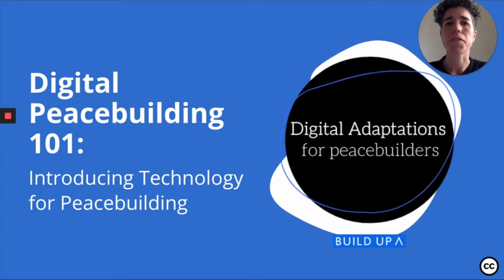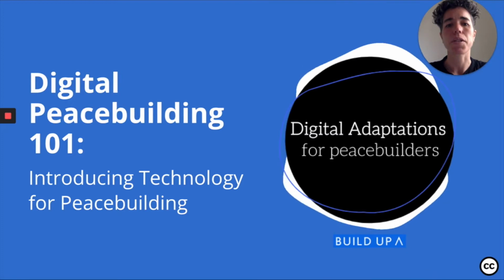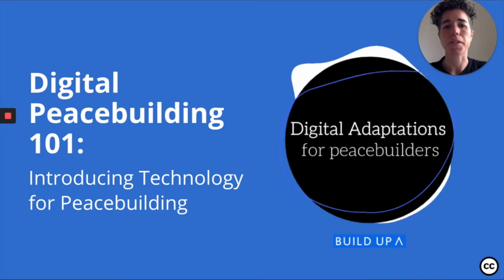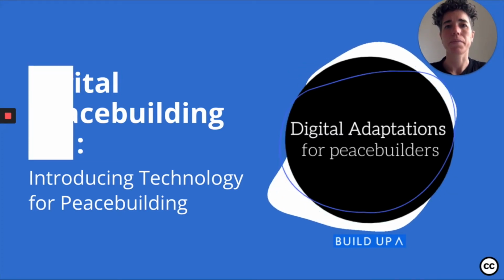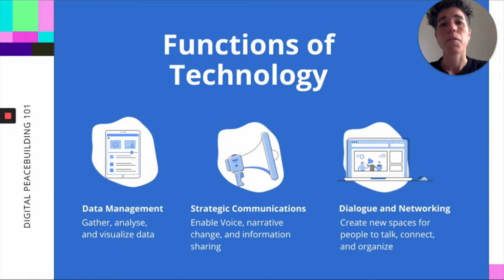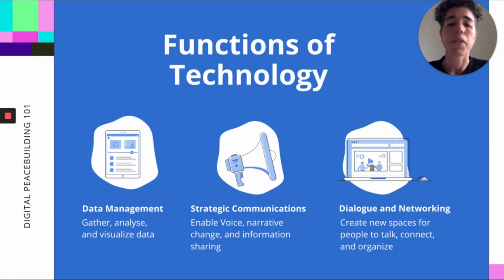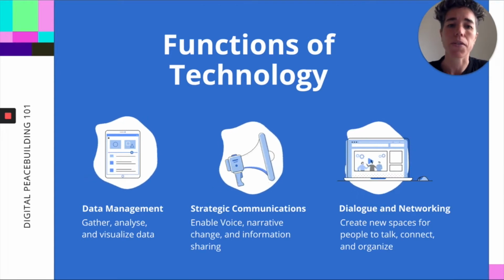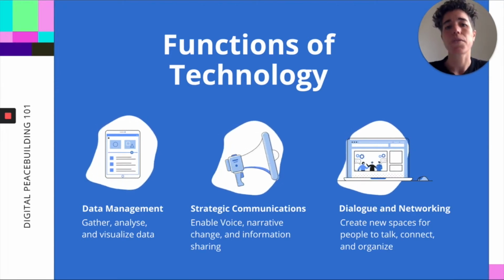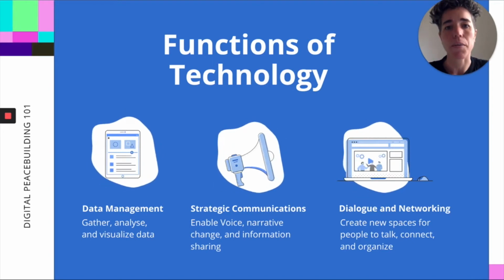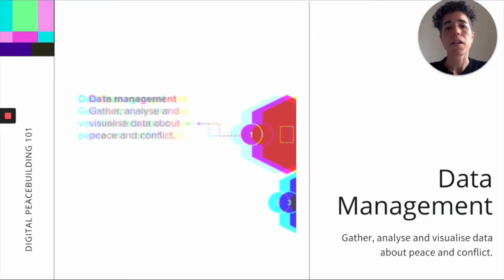This is the first of 3 videos on how technologies can be strategically used to build peace. From our review of how technology is used for peace building across the world, we have identified 3 key functions: data management, strategic communications, and dialogue and networking. In this video, we are focusing on data management.